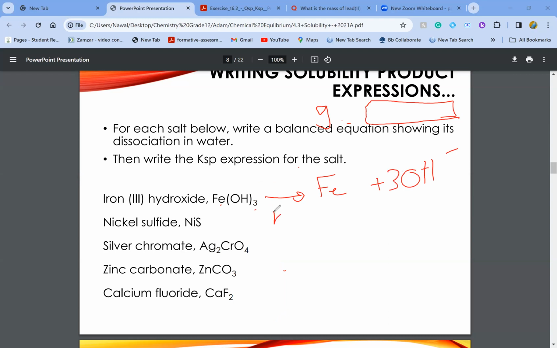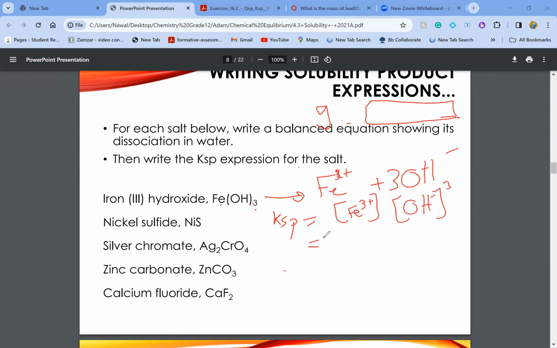Okay, so Ksp equals iron 2 plus. No, is it 2 plus or 3 plus? I wrote 3 plus. Yes, very good, because from the OH minus 3 plus, and here Fe 3 plus, and here OH minus 3.